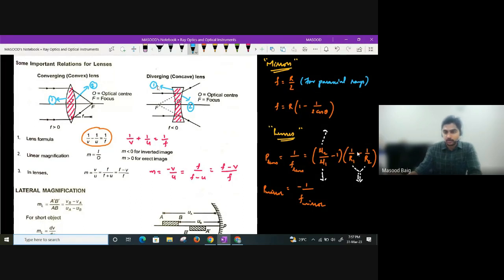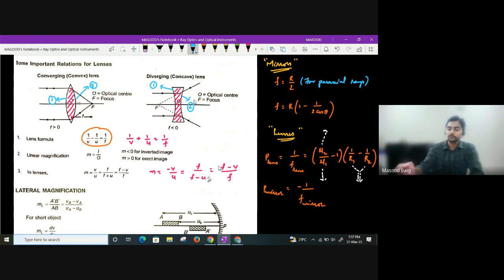In every case, guys, I have not included the sign convention. The formulas are exclusive of sign convention; they are not including sign conventions. We have to include sign conventions while we are substituting the values of focal length, object distance and image distance. We need to include the sign conventions.